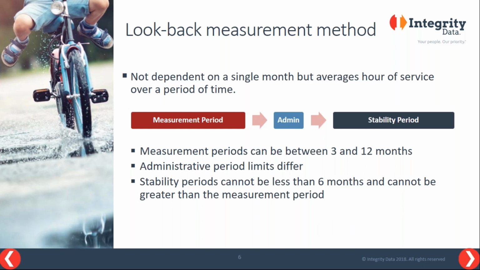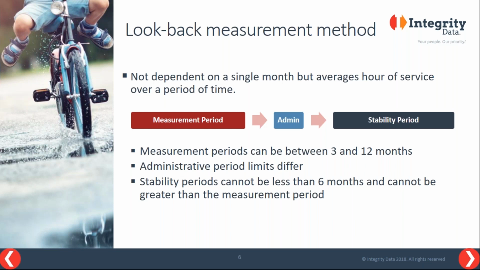This spreads any special circumstances, so special projects, filling in for another employee, etc., over a period of time. It smooths out peaks and valleys. So the benefit of using this measurement method is that the employee has to work the entire testing cycle and has to average 130 hours or 30 hours or more per week in each month of the measurement period.